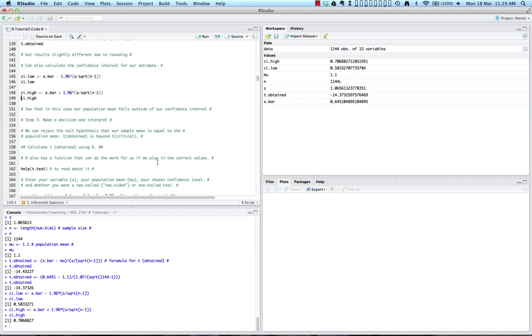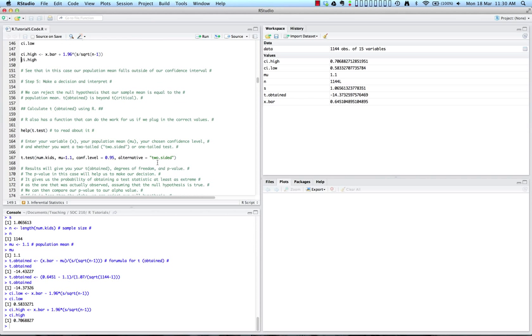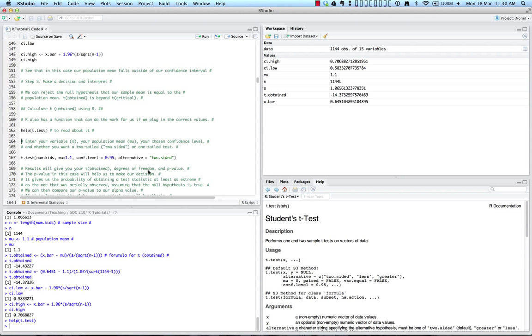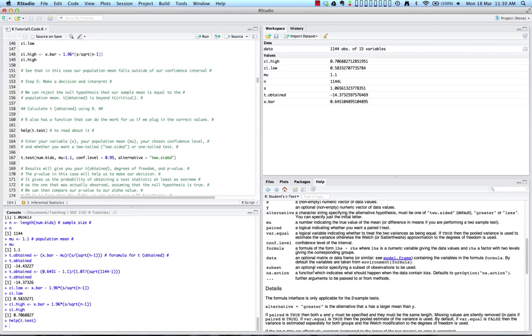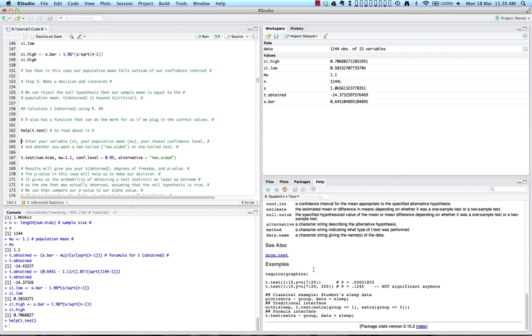So instead of doing all this by hand, we can also calculate our t obtained using R, because R has a function that can do the work for us if we plug in the correct values, and that function is going to be t.test. So first, if we want, we can do help t.test to read a little bit about it. And here we see the t.test in the student's t-test, which performs 1 and 2 sample t-tests on vectors of data. So in this help file, we see the content of the specific function, along with the arguments that you're also going to include, some details, some values, and also some examples, which can be really helpful.